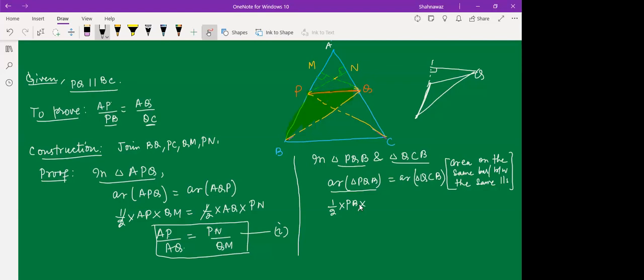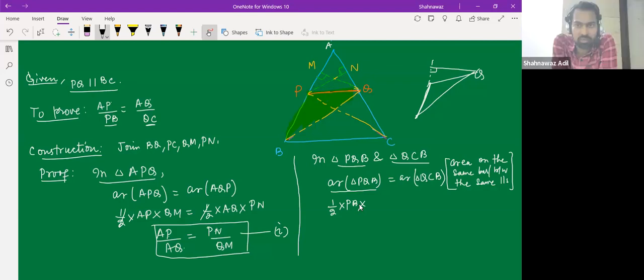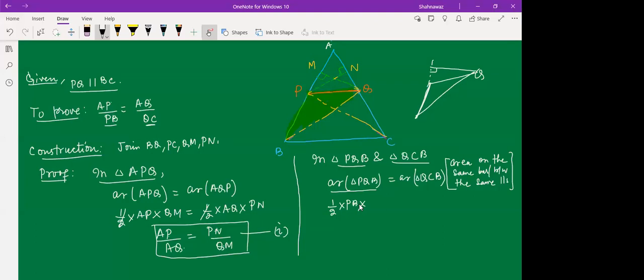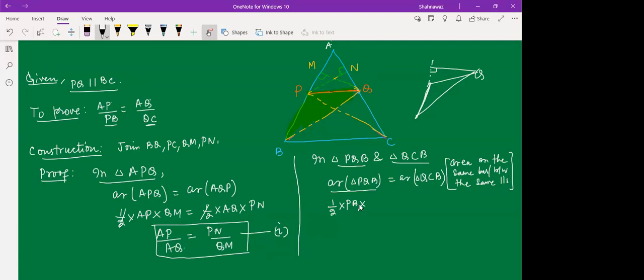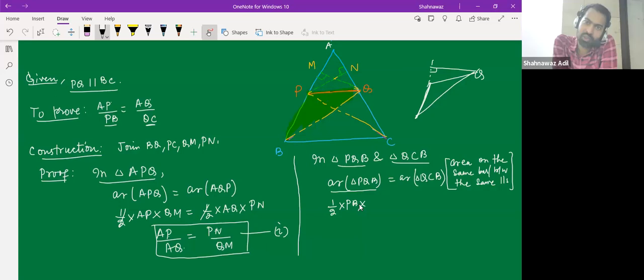QM. Faiz, is QM right? And Tejasvi, you think about that. Is QM right? Is QM the altitude from Q? QA is perpendicular on PB. What is the perpendicular?